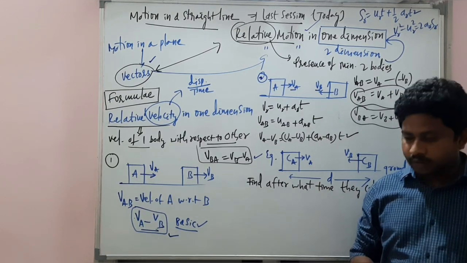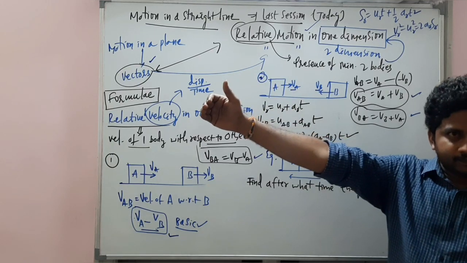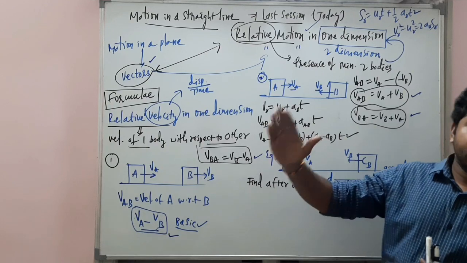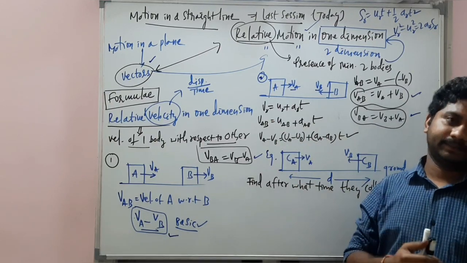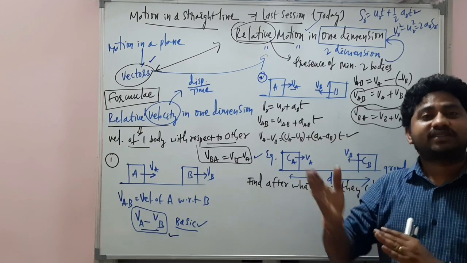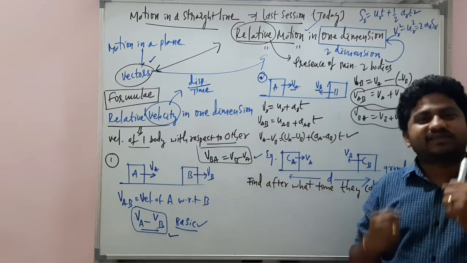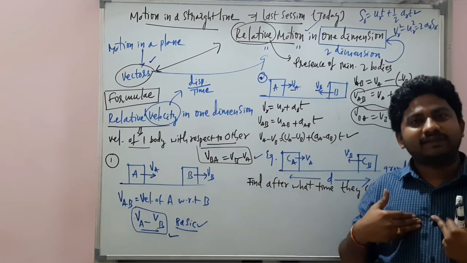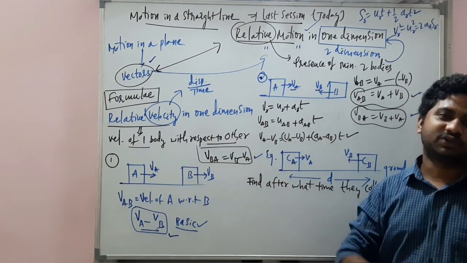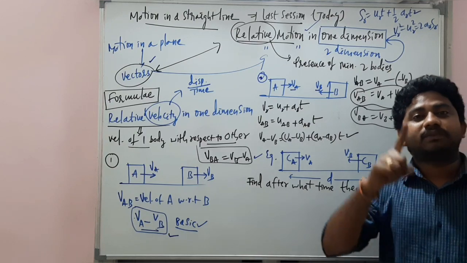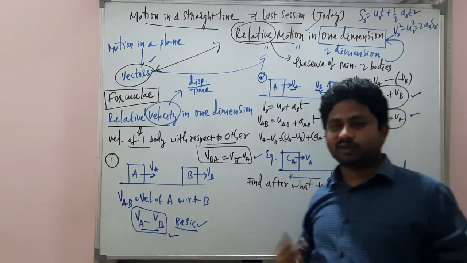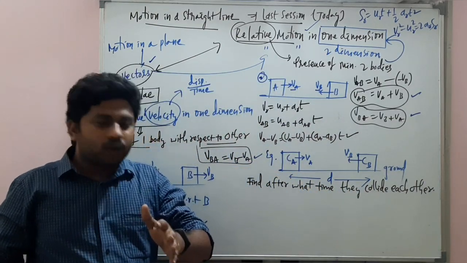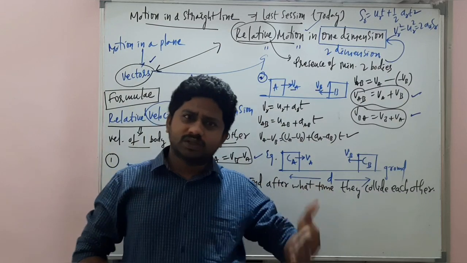For example, there is a bus. The boy is at a distance D from the bus. Bus is moving and this boy is running to catch the bus. So the bus is moving with some velocity, the boy is running with some velocity, and there is a distance between these two bodies. After what time will the boy catch the bus? That's the question. Understand?